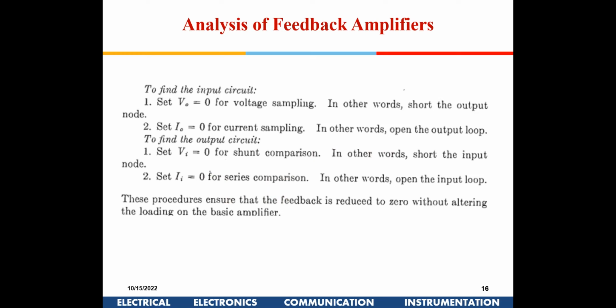After redrawing with these conditions, this will become a normal circuit where you will compute the gain, which will be the open loop gain with loading. What we are trying to do is compute the gain without feedback, but with loading of the feedback components, and then you find out beta. Once A and beta are found, the rest of the things you can do using that formula. We'll take some examples, then it will become clear.